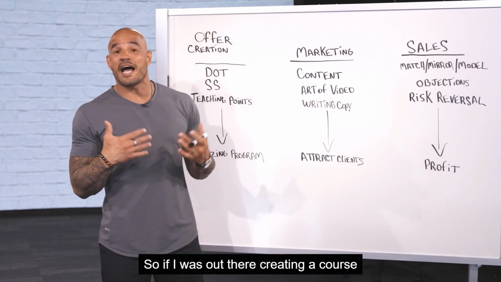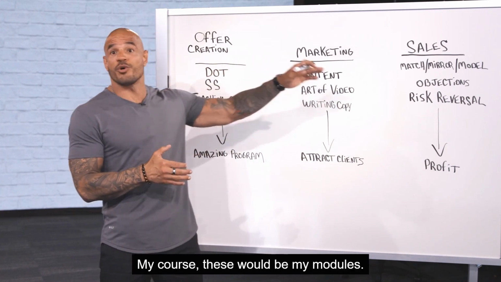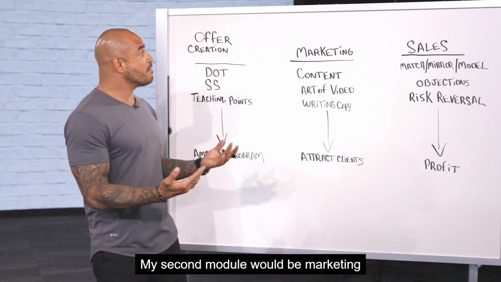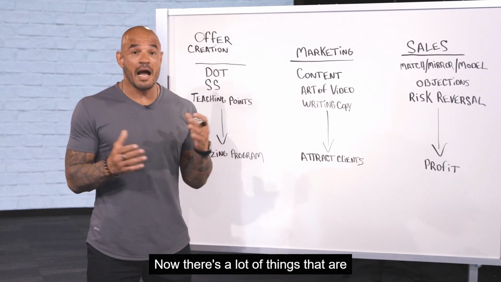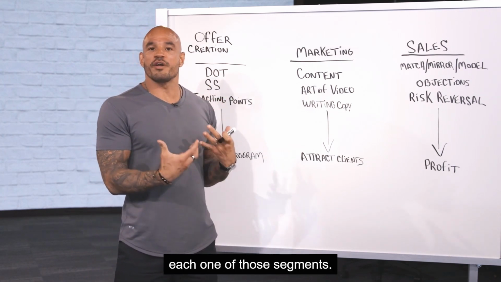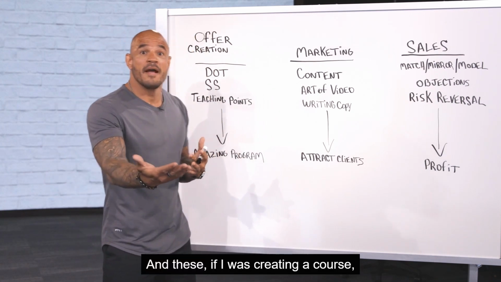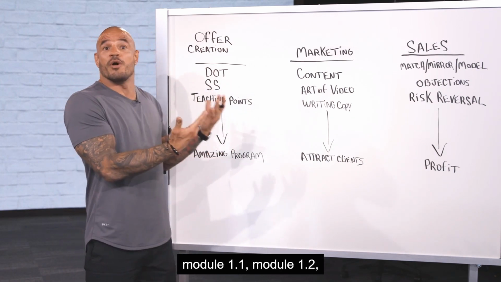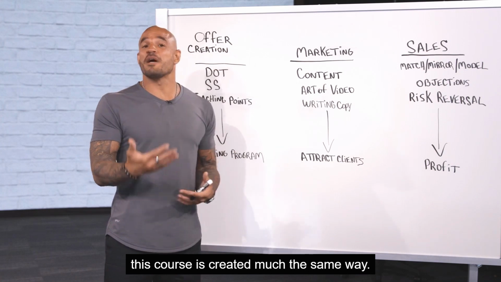So if I was out there creating a course or creating a program, these would be my modules. My first module would be offer creation or program creation. My second module would be marketing. And then my final one would be sales. Now, there's a lot of things that are packed inside each one of those segments. If I was creating a course, these would be module 1.1, module 1.2, and so on and so forth. And as you notice, this course is created much the same way.